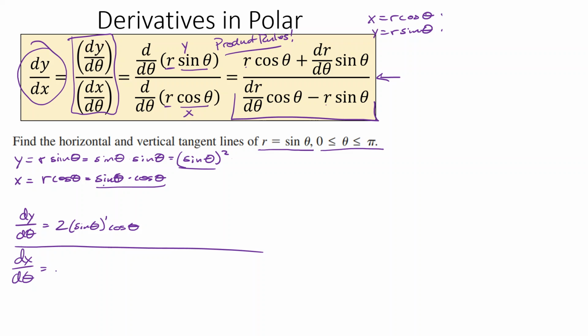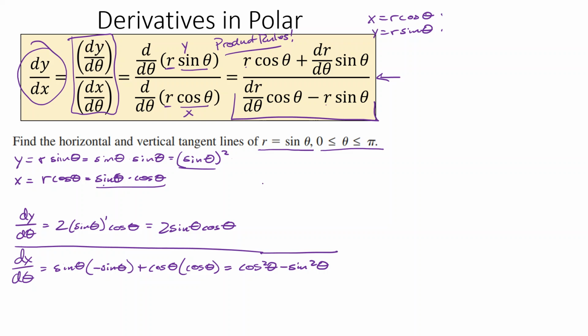So it's first sine of theta times derivative of cosine, which is negative sine of theta, plus second cosine of theta times derivative of sine of theta, which is another cosine of theta. All right, so on top, I've just got 2 sine theta cosine of theta. And on the bottom, I'm getting cosine squared theta minus sine squared theta.